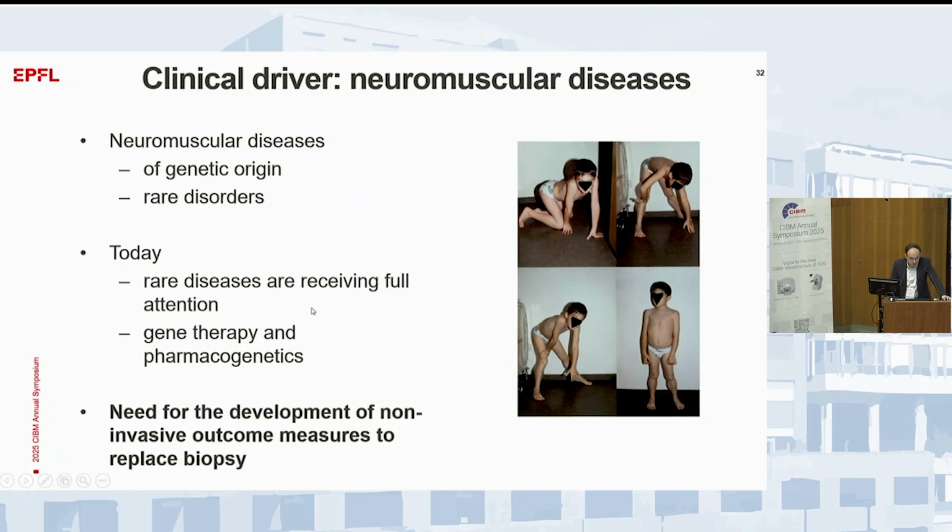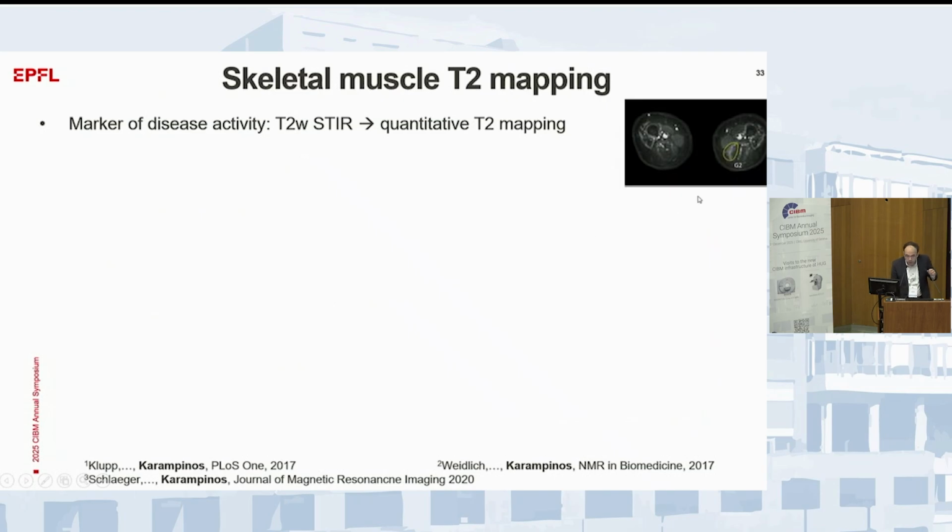The challenge then is that already when the muscle is weighted, it doesn't make a difference. What you would like to do is look at disease activity. This is an example of a T2-weighted STIR, short-tau inversion recovery, for fat suppression. You see a bright spot here, but it is fuzzy. What is really happening here? We cannot be 100% sure.